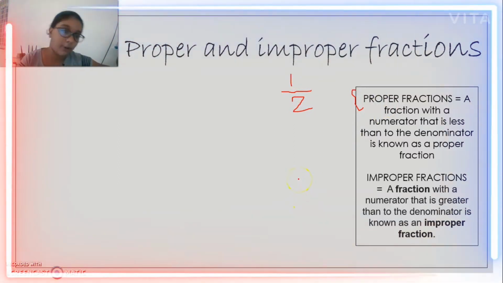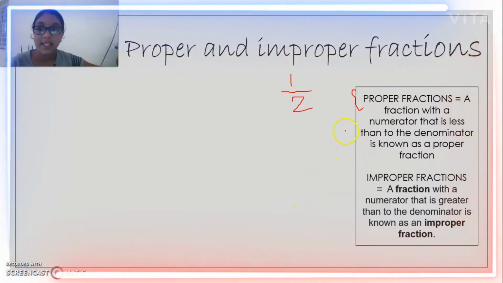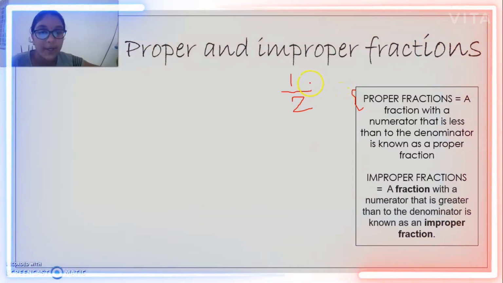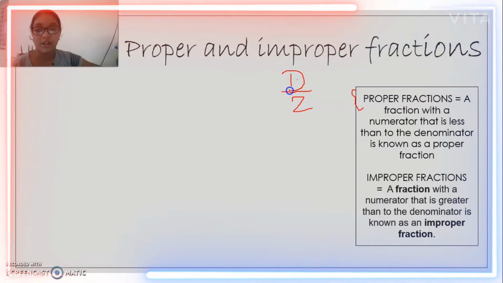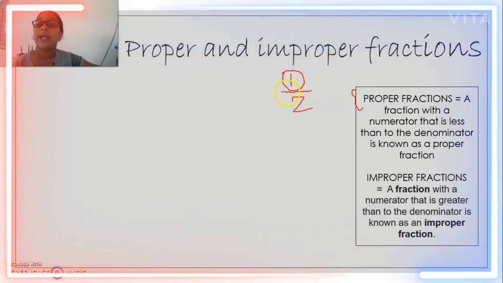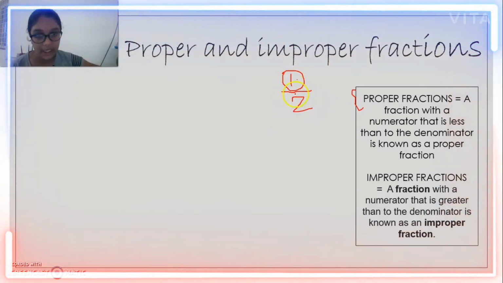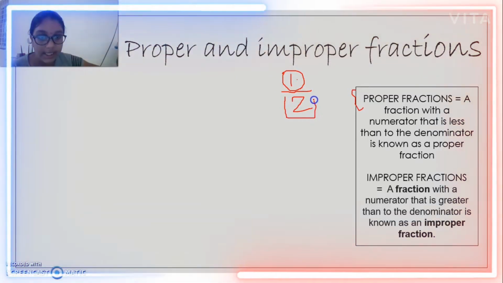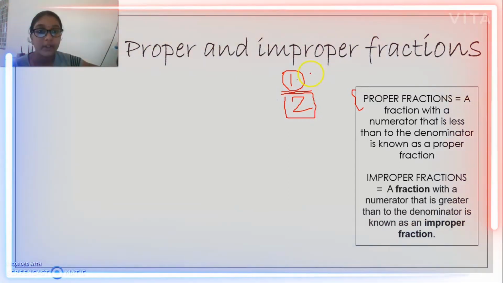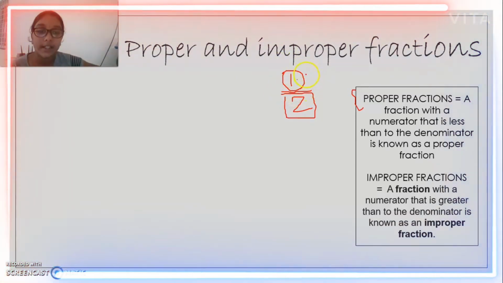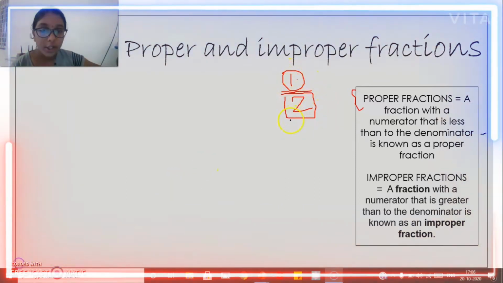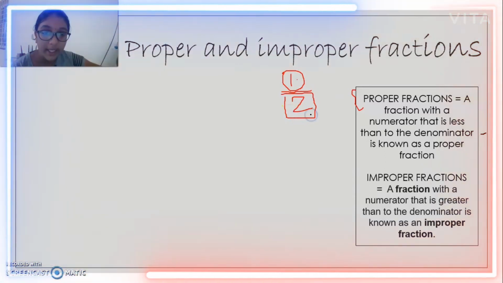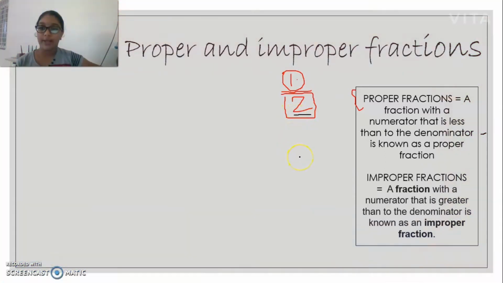I'm not going to take it for improper fractions. First, let me explain this. For a proper fraction, the numerator, which is the number above the fractional bar, should be less than the denominator. So this is the denominator, and this numerator should be less than the denominator.